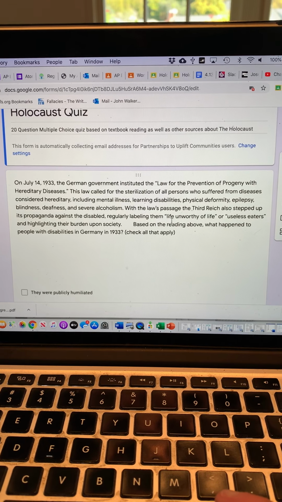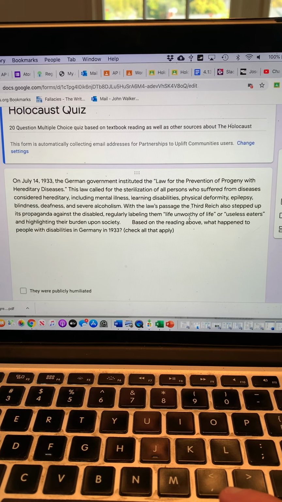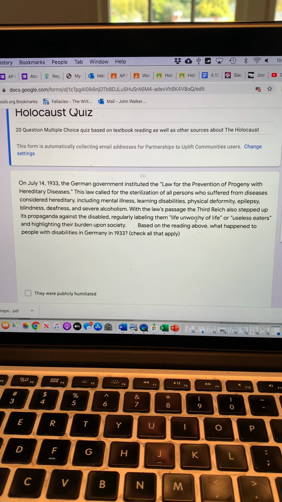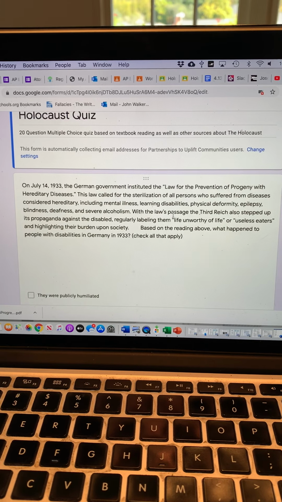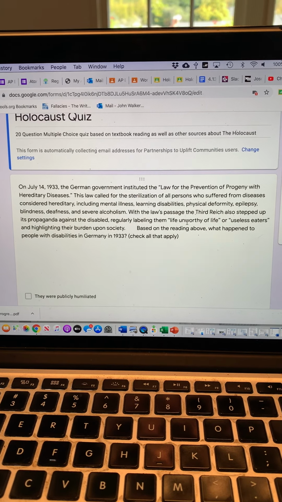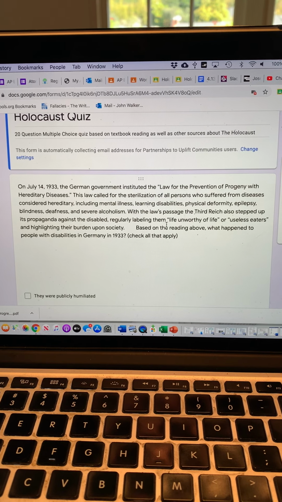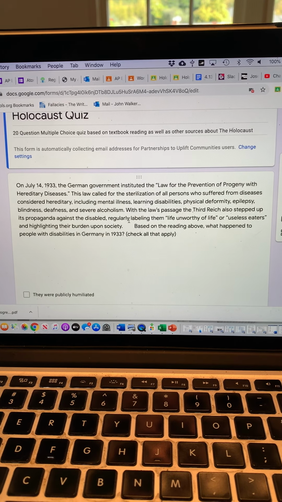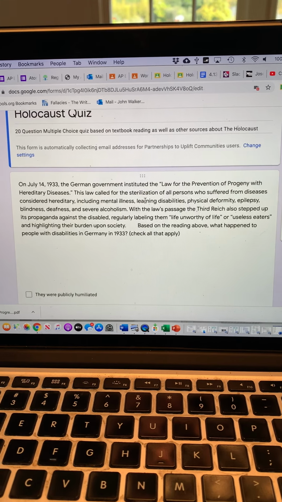Think back to social Darwinism, this whole idea of unfit. The Nazis believed in this racial pseudoscience, this racist false science, that disabled people were weak and therefore did not deserve to live. And so they're creating propaganda, and they're also sterilizing people.